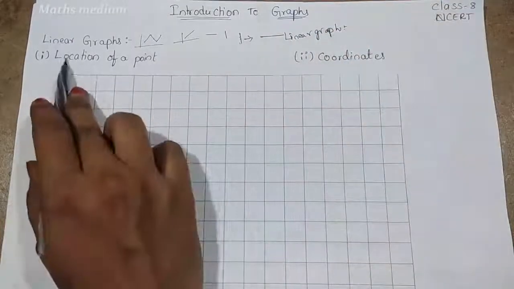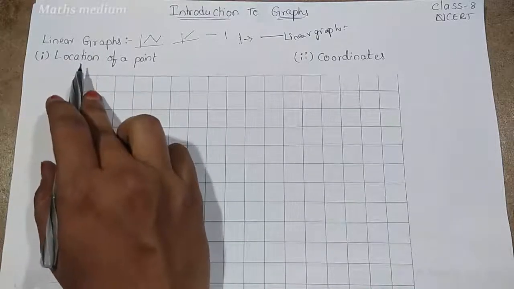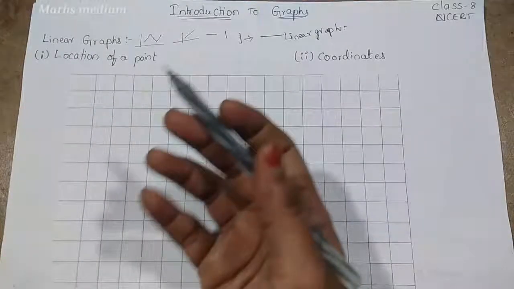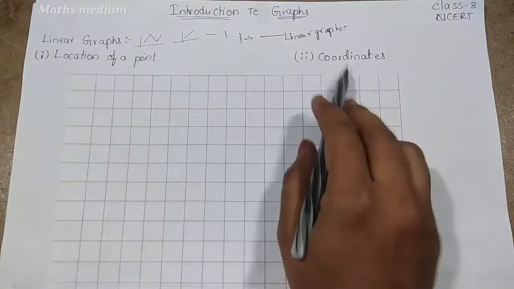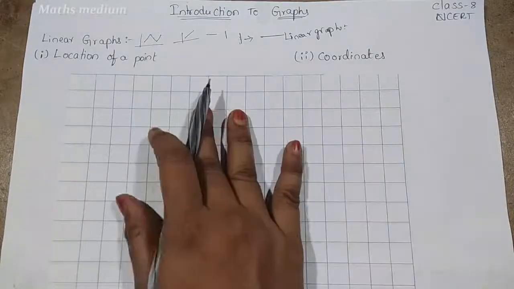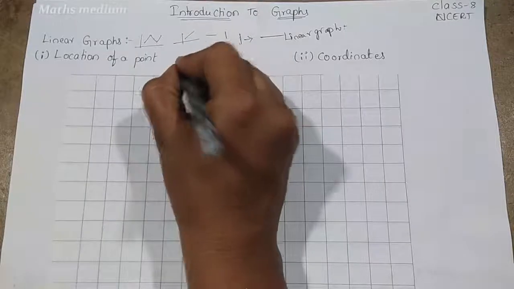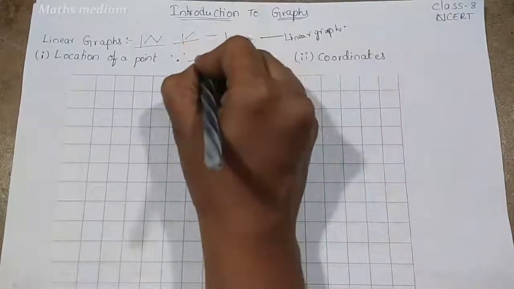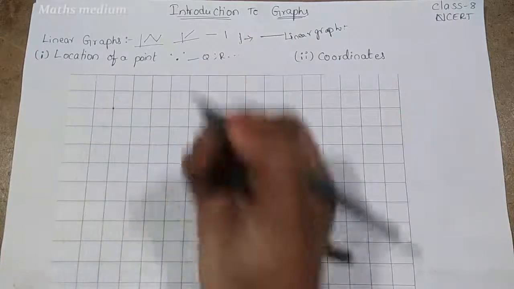So here, what is the location of a point? In linear graphs we have some technical words to use for how to represent a graph, and what is a point, what is a coordinate. So here we are going to learn that in this topic. Okay, the location of a point: we know that this is the point, right? Either it is called Q or anything. So this is the location of the point.